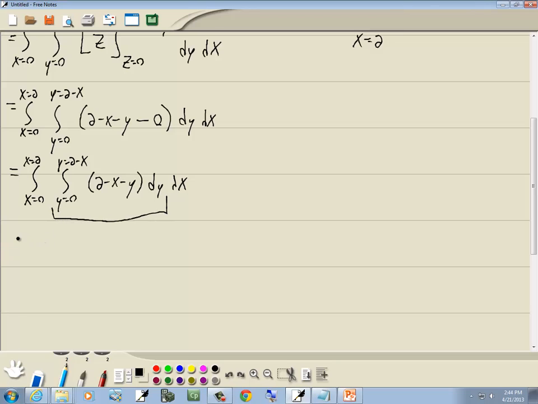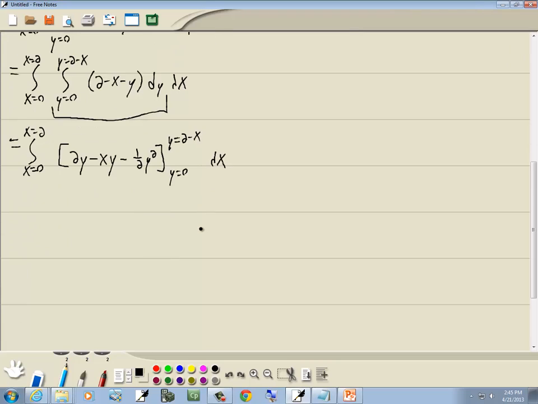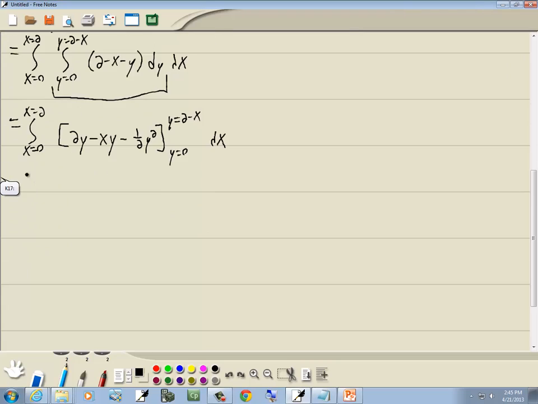Okay, again, we're doing the inner integral. Integrating that with respect to y, the 2 is just a constant, so it becomes 2y, minus, and the x would just be considered our constant portion, so that'd be minus xy. Again, if you have a constant, just put a y with it. And then a minus 1/2 y squared. Again, this has a y in it, so we add 1 to our power divided by the new power. And that'll go from y equals 0 to y equals 2 minus x, dx. Now we're plugging those values in.